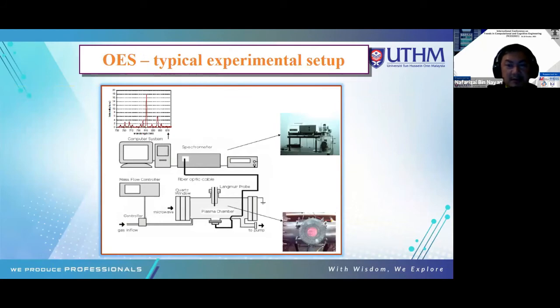This is the typical setup for the OES. You have the chamber, and you have the spectrometer with a fiber optic connected to the chamber here. Of course, you have a window over here to capture the emission from the plasma. On the right is an example where you create a plasma. This is the window over here. You can see a purple color inside that. So that is the plasma.